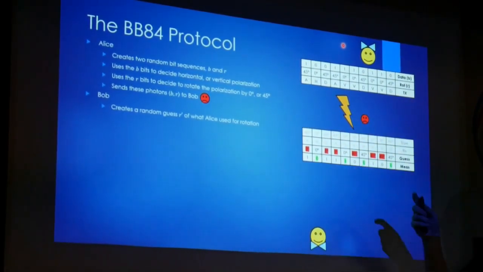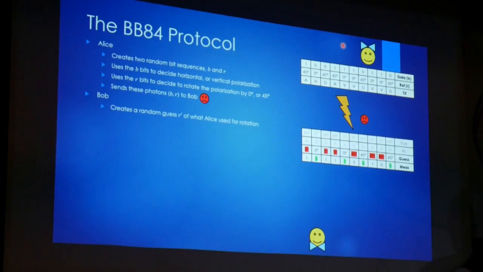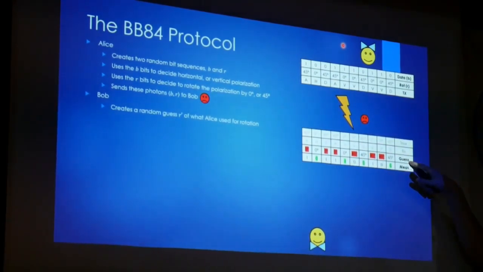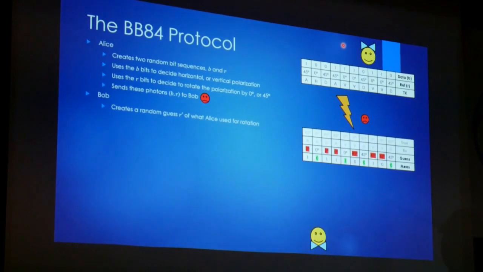So Alice made some random polarization. Bob makes a guess. 50-50 guess, flip a coin. That's good cryptography. Flip a coin. Okay? And we're going to call that just R, but I call it S. R prime, as I call it, guess here.